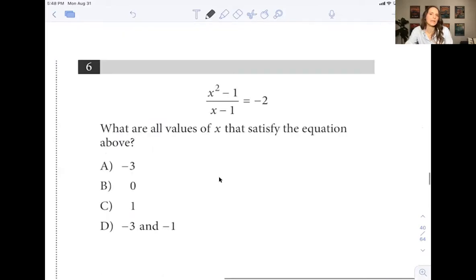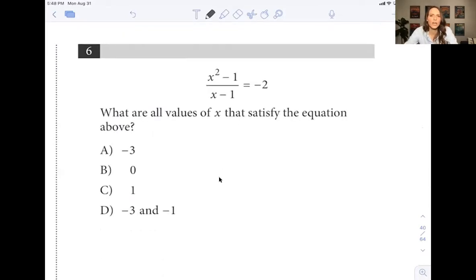Let's look at number 6 here. What are all values of x that satisfy the equation above? I immediately spot I have an x in the denominator and I cannot divide by 0. So I cannot have C as my answer choice, because if x is 1, that makes the denominator 0, and I cannot have 0 in the denominator. I can't divide by 0, so it cannot be 1.